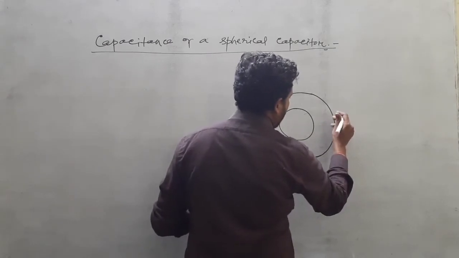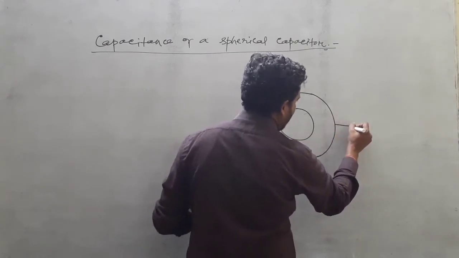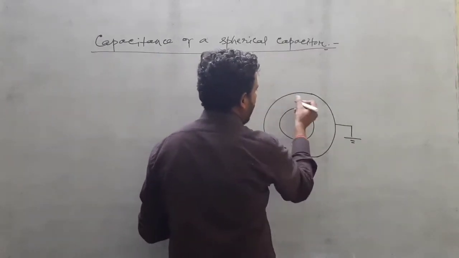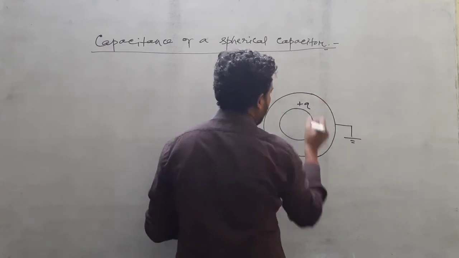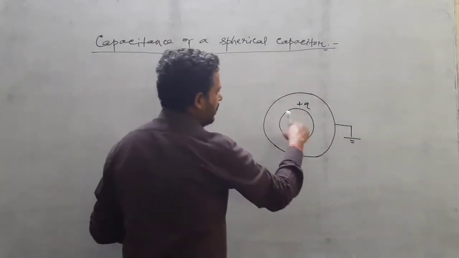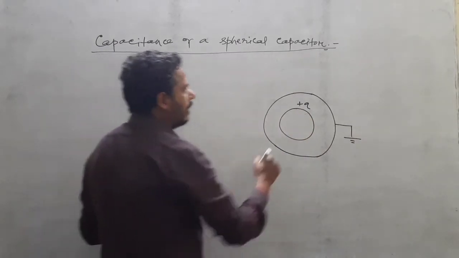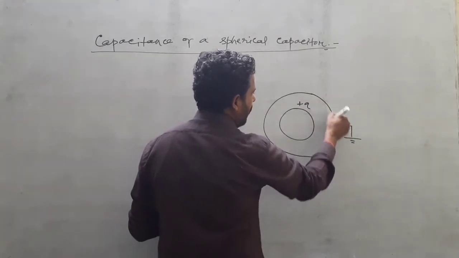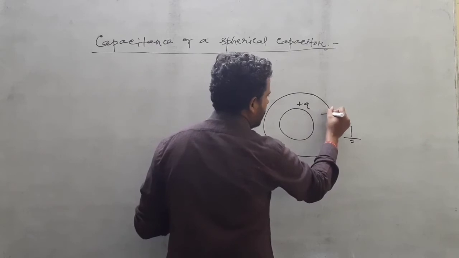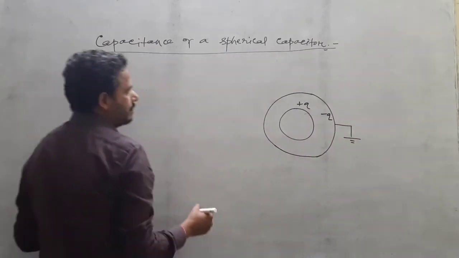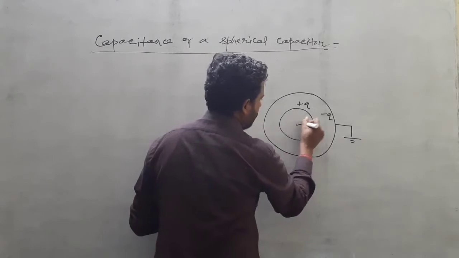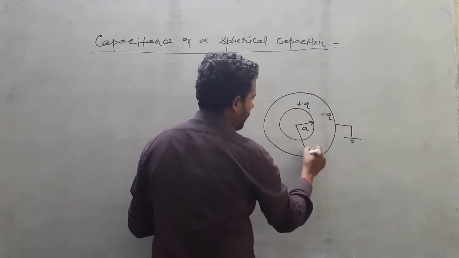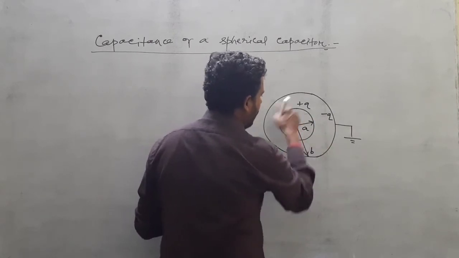Now the outer surface of the shell is earthed, and suppose plus q charge is given to the outer surface of the internal sphere. So ultimately, due to induction, the internal surface of the outer shell will be minus q. Suppose a is the radius of this sphere, and b is the radius of the shell.